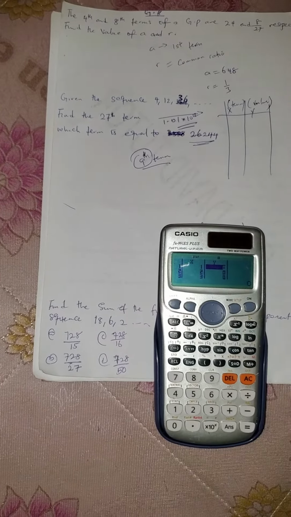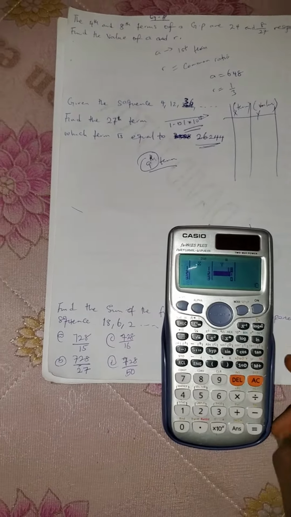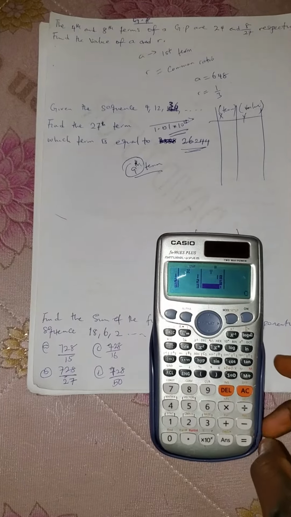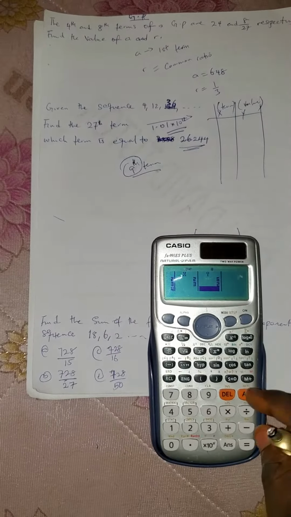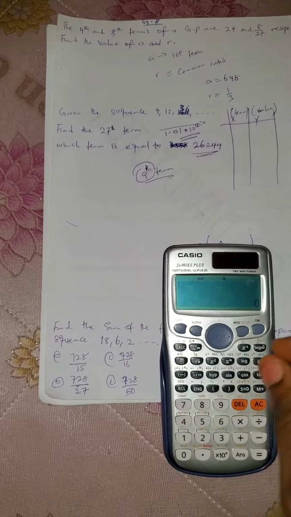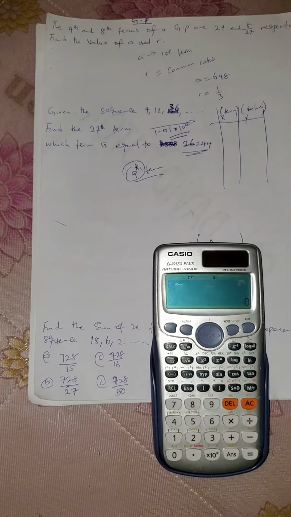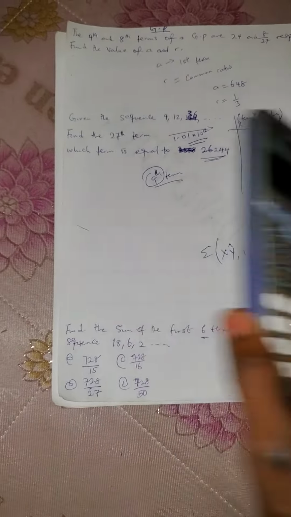So we have the first term, the second term, and the third term. Then go to your first term. Your first term is 18. Press equals to. The second term is 6. Press equals to. The third term is 2. Press equals to. Press AC. Now follow me because there are some calculators that will do it straight up.